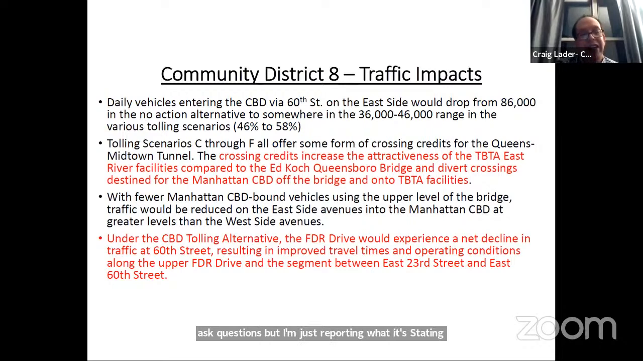So what they say here is that the crossing credits, so when I talk about credits, this is if you were to pay a toll at another bridge or tunnel, and then you would in theory be charged for entering the central business district, you'd receive some form of credit so that you wouldn't be charged twice, or that the cost of the toll of a bridge would essentially count towards your congestion fee for that day.